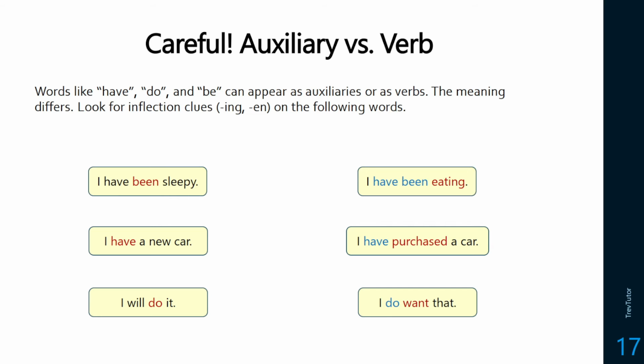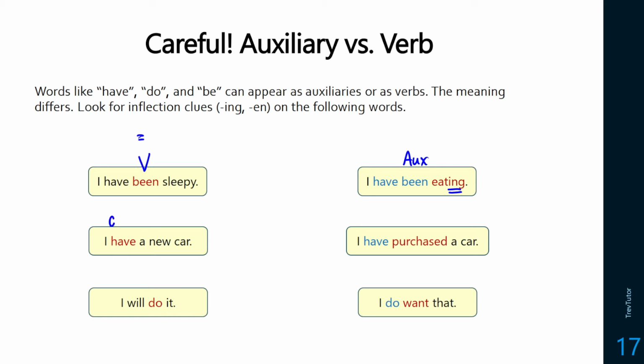Now, one thing. Let's be careful here. Is it an auxiliary or a verb? Because all of these words can be both. So "I have been sleepy" versus "I have been eating." In the case of "I have been sleepy," this is just a verb. And the function is different. This is talking about a characteristic of me. So I equals sleepy. This isn't a continuous action at all. This has a totally different meaning. Compared to "I have been eating," now we have an auxiliary, we have a continuous action of eating.